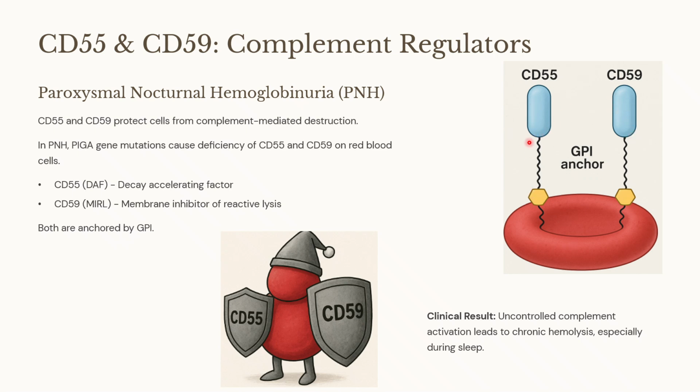Complement C3 convertase, which is supposed to be regulated by CD55, doesn't happen. Similarly, for CD59, which is supposed to inhibit reactive lysis, also doesn't happen. The RBCs are now tagged for destruction. This will result in RBCs being lysed in the bloodstream, resulting in hemoglobinuria at night. That's why it is called nocturnal.